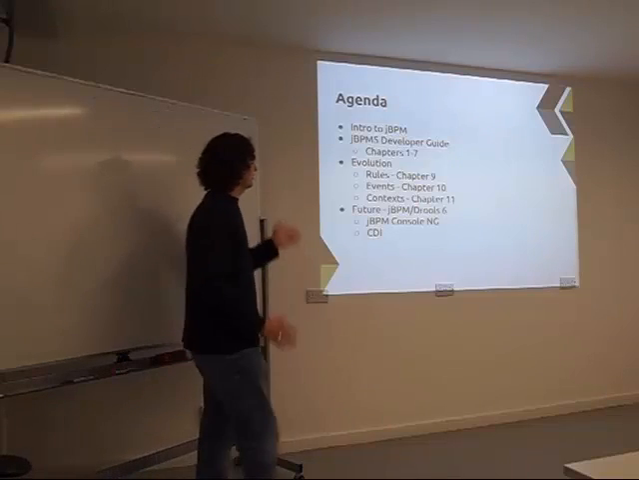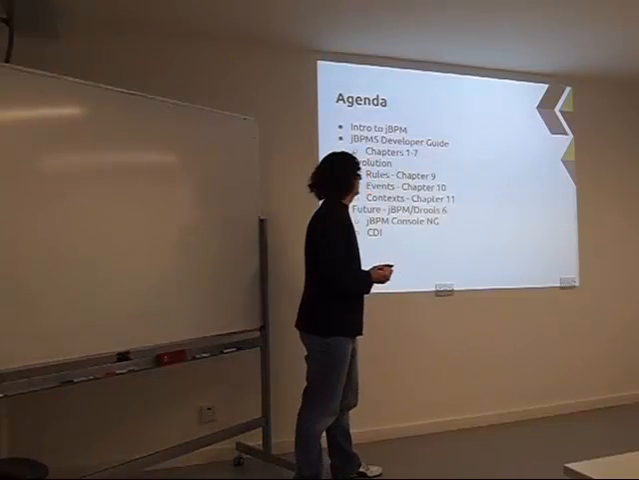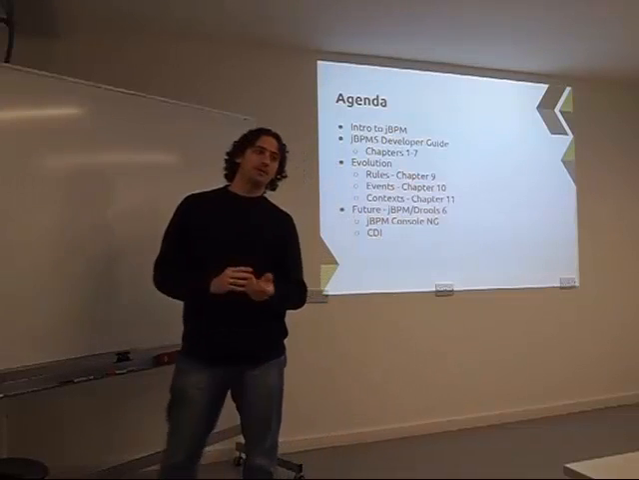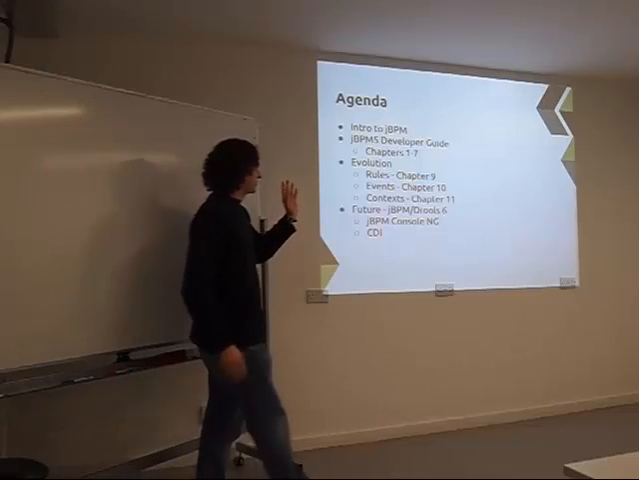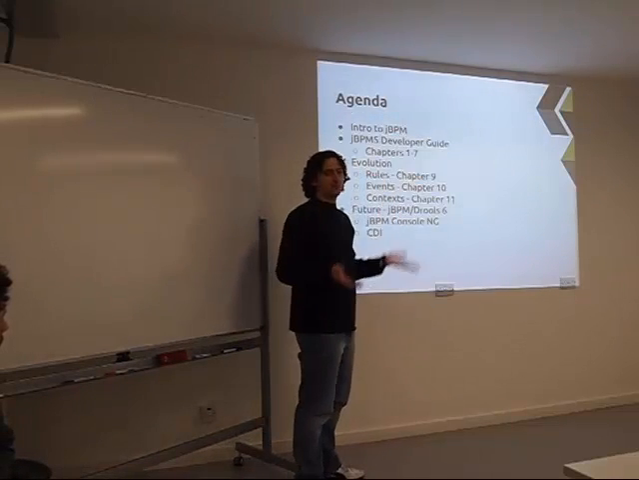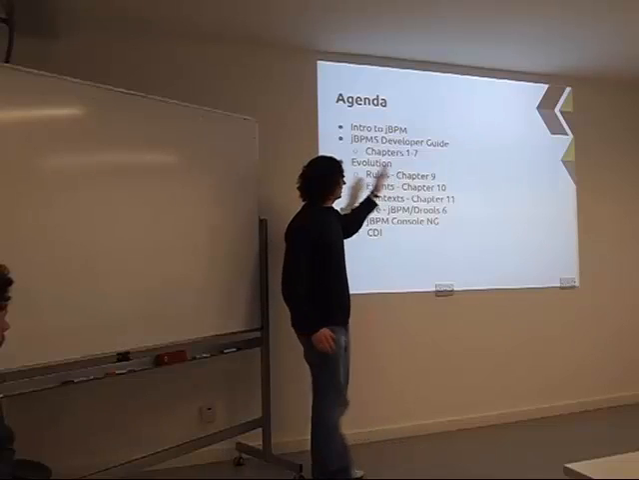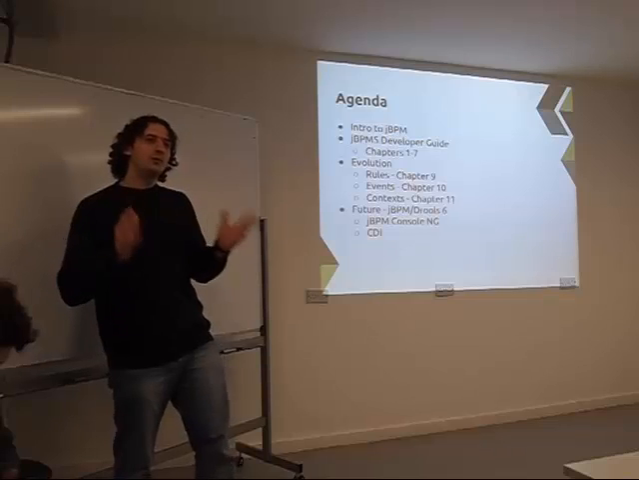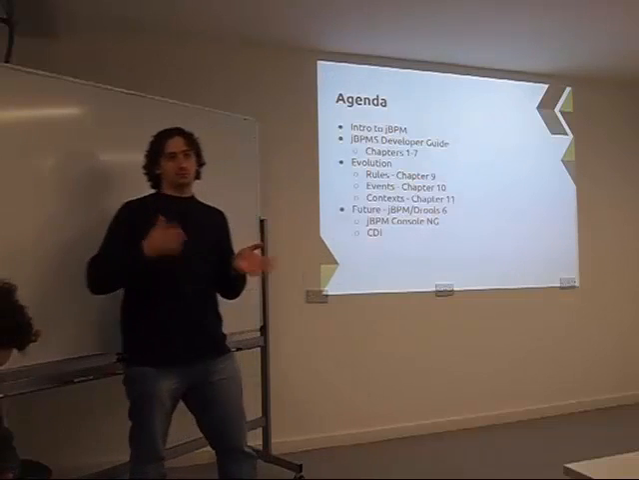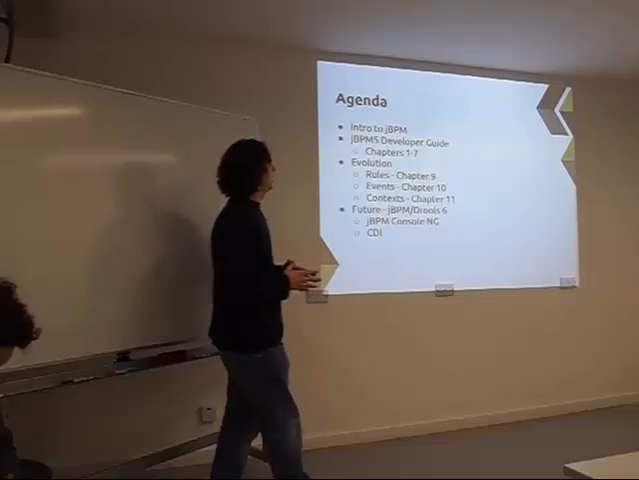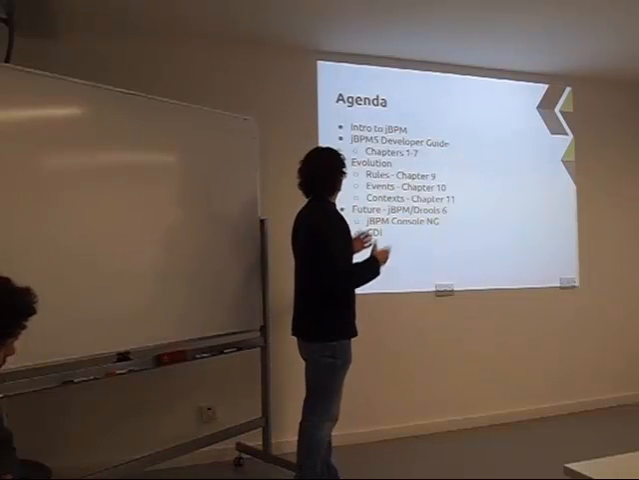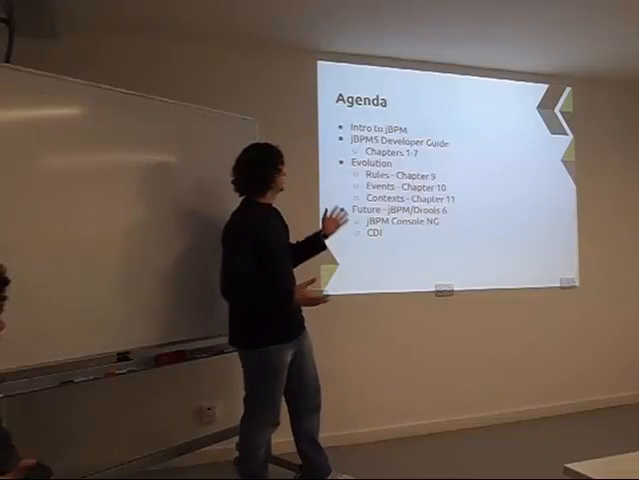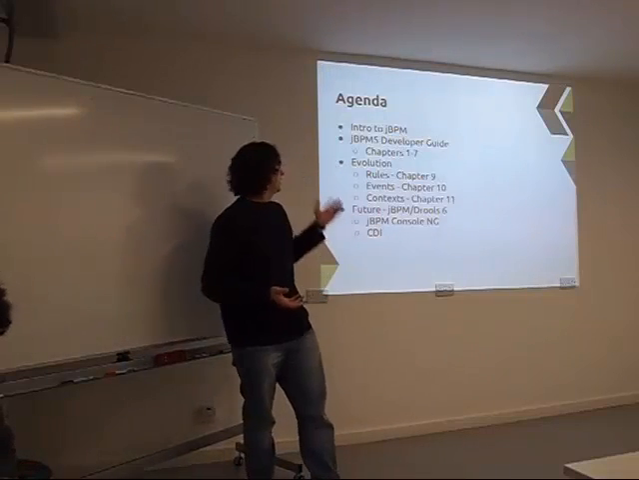So this is the agenda. We're going to have an overview of JBPM. We're going to cover all the different chapters that we have in the book. From chapters 1 to 7, this is an overview, don't worry. From 1 to 7, we are going to take a look at all the things that any BPMS, business process modeling system, should have, and what JBPM5 has there. And then we're going to move to the most interesting part, which is what we call the evolution of BPMS.